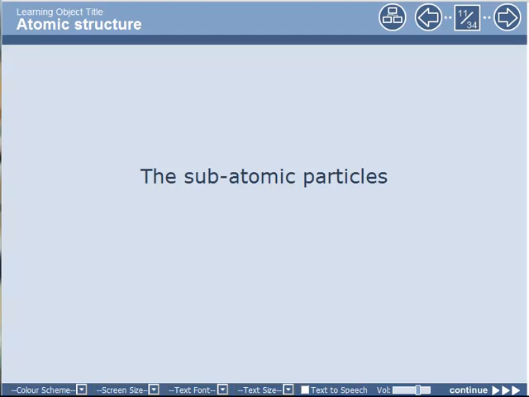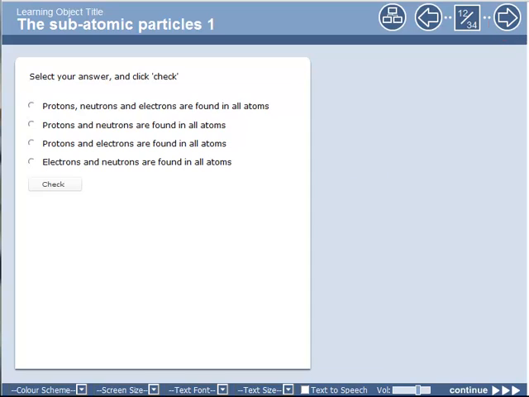But for now, we're going to have a look at the subatomic particles, at least those that are relevant to chemistry. So here's the first question. There's a number of possible answers here, so we'll just pick one at random. And I'm claiming there that protons, neutrons and electrons are found in all atoms. If I click on check, I'll discover that's wrong. There's hydrogen, in fact there are no neutrons, at least in the form of hydrogen that is the most simple isotope. I'm going to come back and talk about isotopes a bit later on.